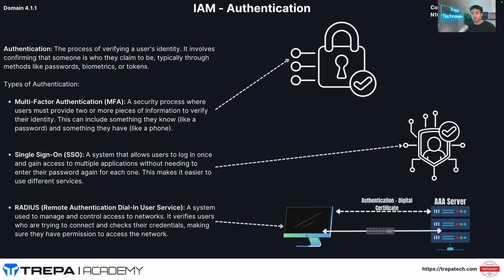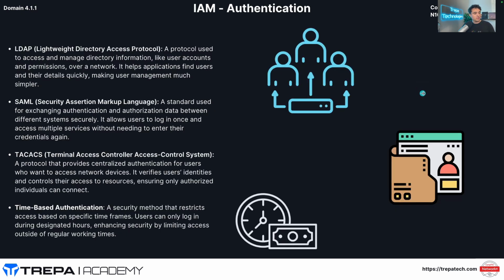In Wi-Fi environments, Radius is used to actually verify WPA2 and 3 in enterprise mode, right? As the actual authentication, authorization, and accounting protocol. So Radius is the technology that enables a AAA server to authenticate, authorize, and do accounting functions for your enterprise. It's a system used to manage and control access to networks. It verifies users who are trying to connect and checks their credentials, making sure they have permission to access the network.